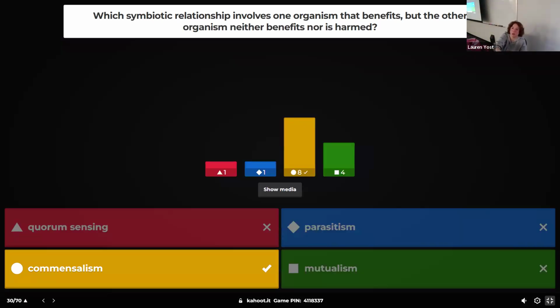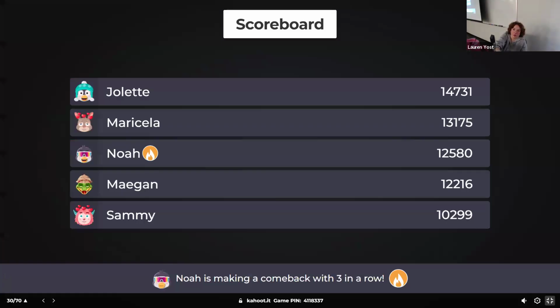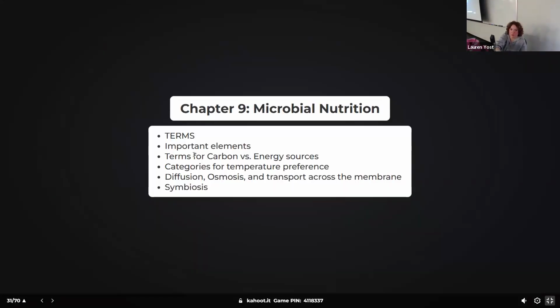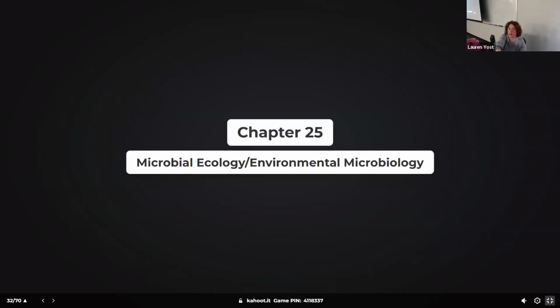This is commensalism. All right, so for chapter 9, be aware of your terms for it. The important elements, CHONPS, in order of how common an element is in living beings. Carbon versus the energy sources, those were our tropes. Categories for temperature preference, those were our phils. Then we have diffusion and osmosis, the tonicities, and transport across the membrane, and the symbiosis, and the bacterial growth curve as well from chapter 9.